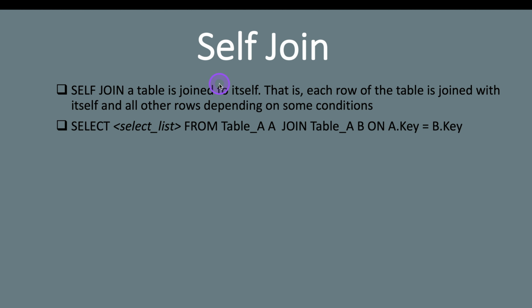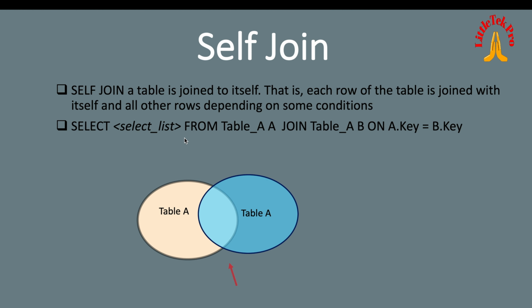Okay, next is self-join. Self-join is a table joined to itself, so that each row in the table joins with itself and other rows depending on some condition. So basically table A is joining to the same table A. Let's see how we do a self-join practically, it will make more sense. So let's go to the MySQL Workbench.